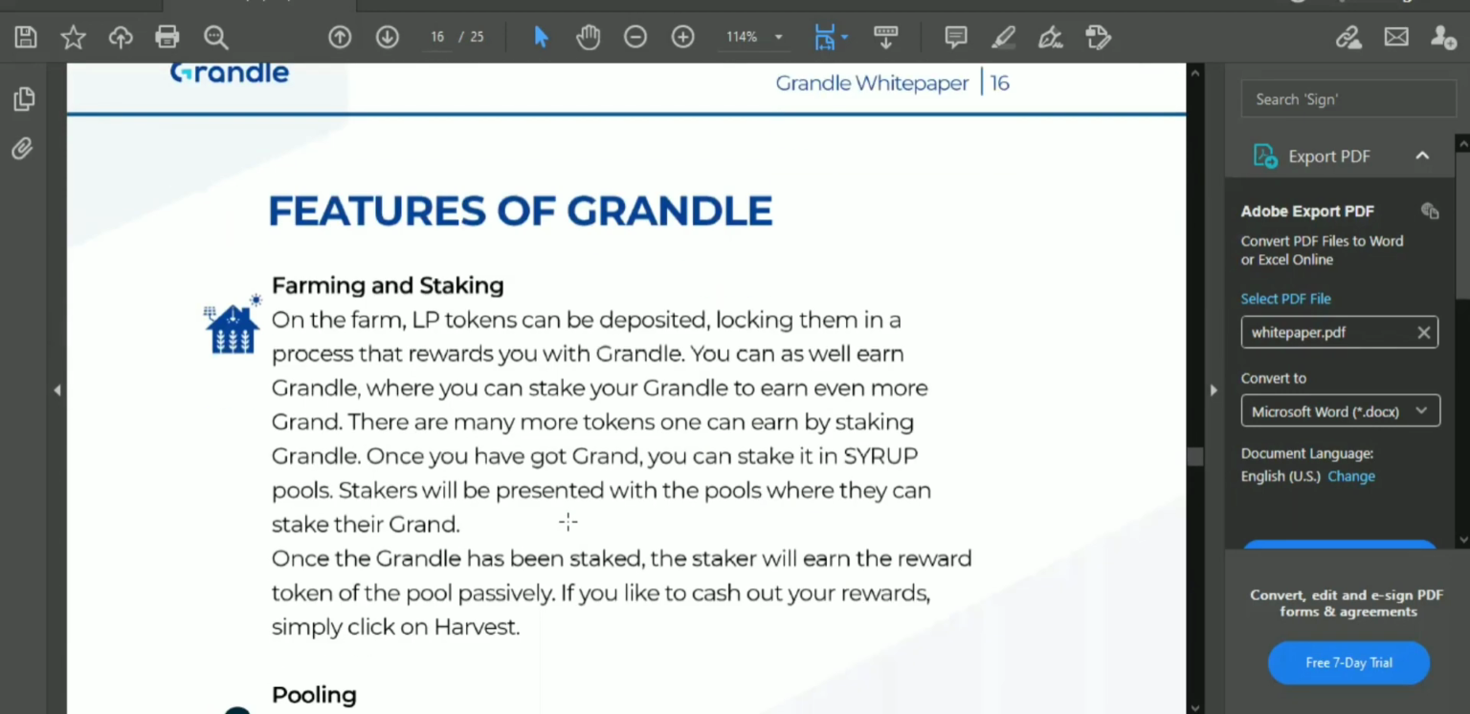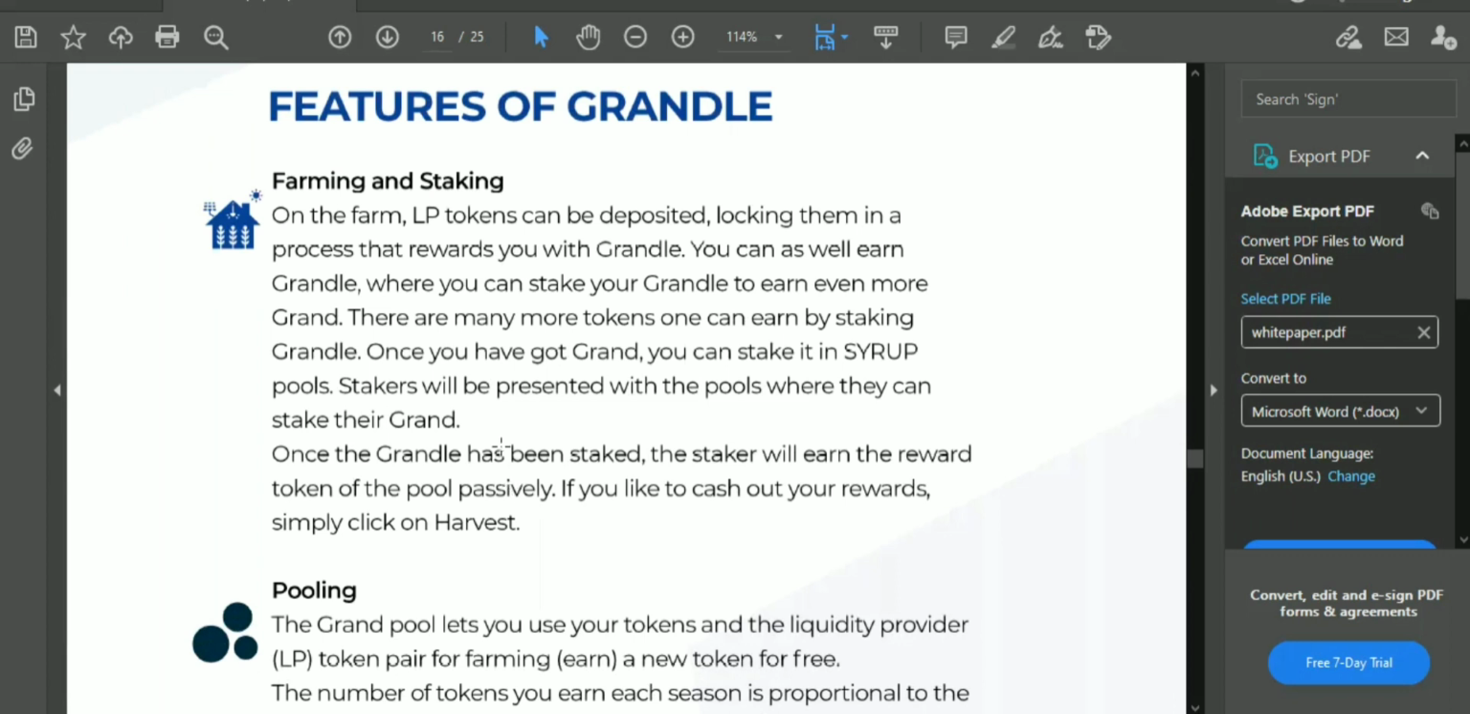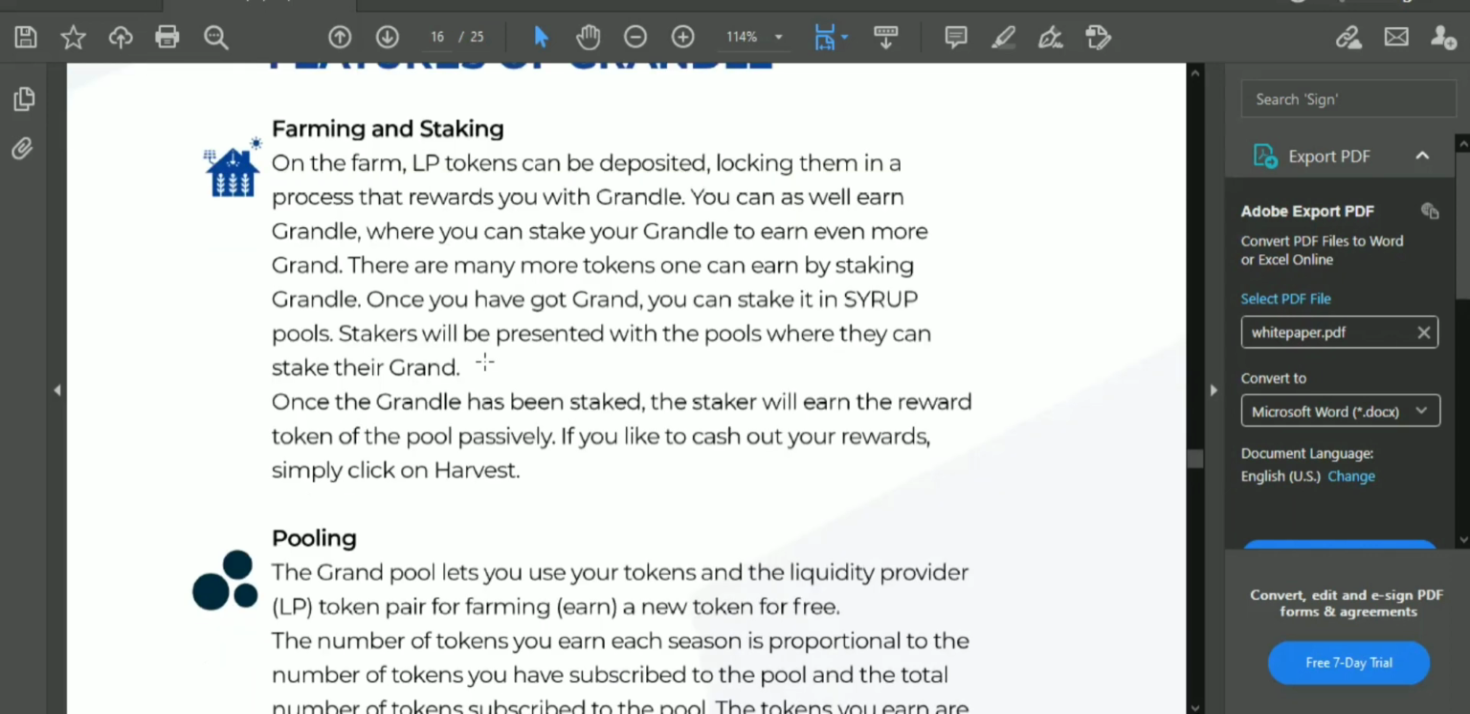Grandle's feature: farming and staking. On the farm, LP tokens can be deposited, locking them in a process that rewards you with Grandle. You can as well earn Grandle, where you can stake your Grandle to earn even more Grandle. There are many more tokens one can earn by staking Grandle.